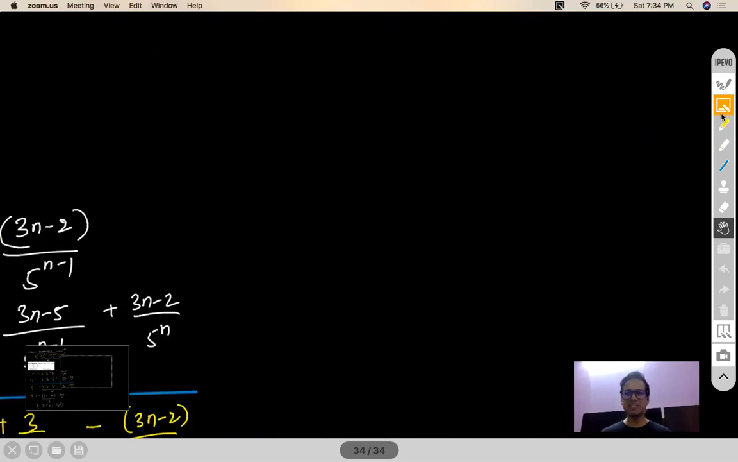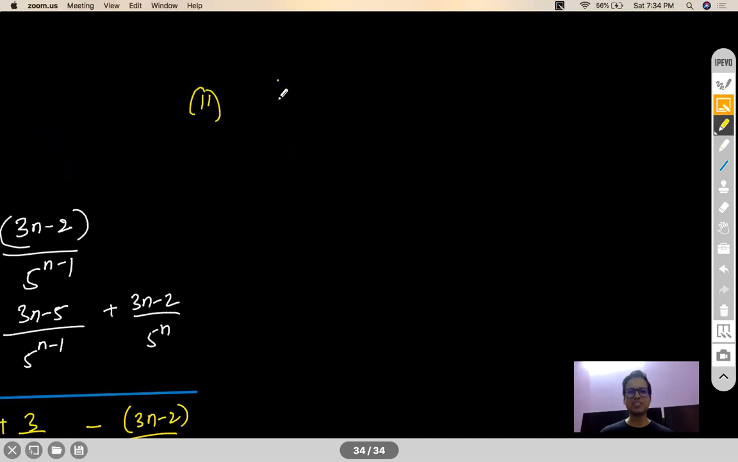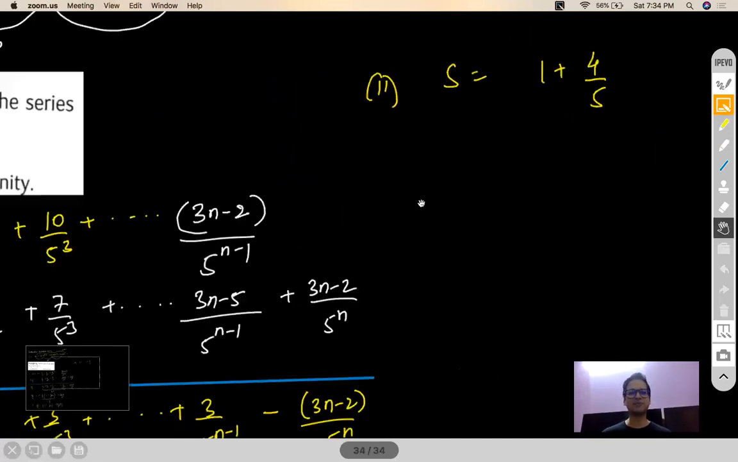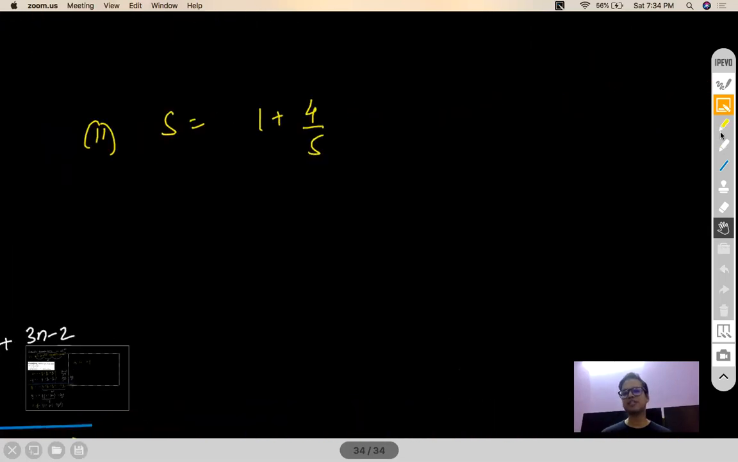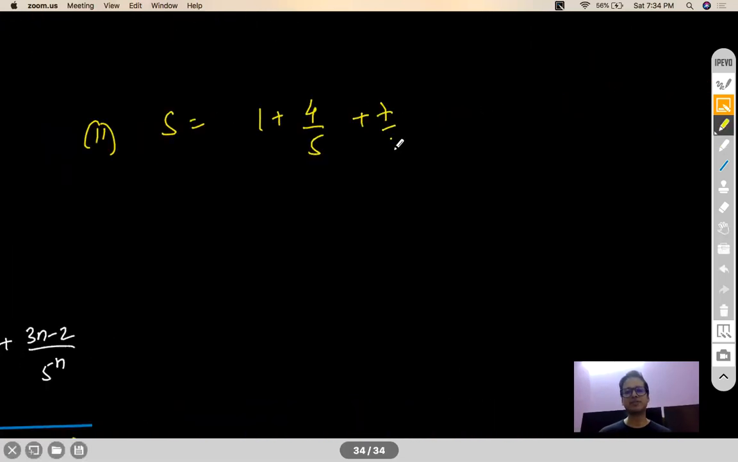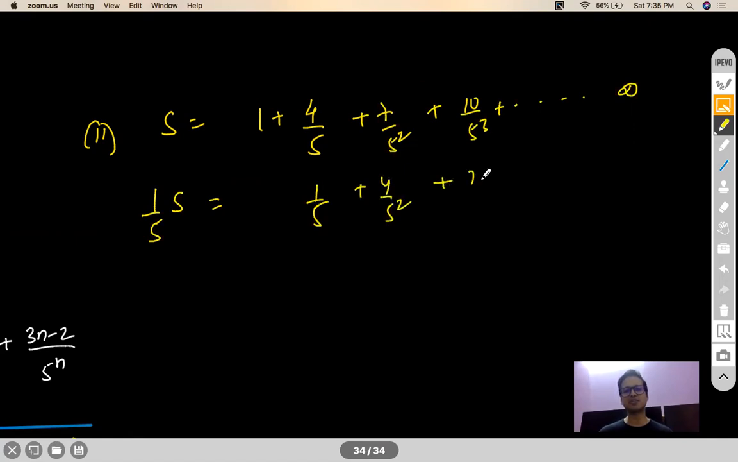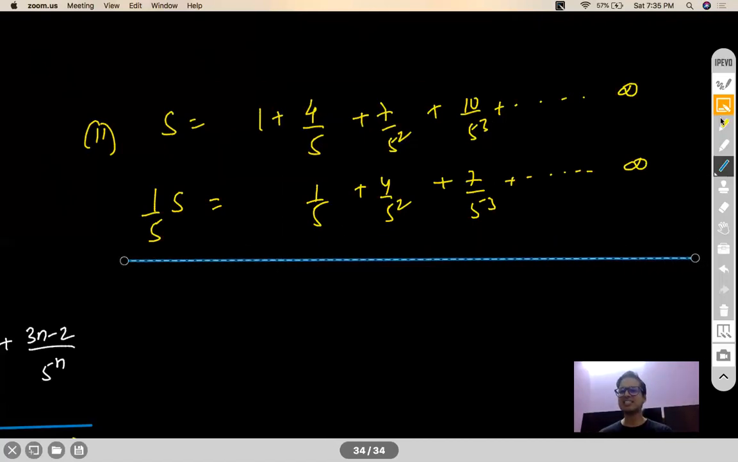Now, for infinite terms, it is even easier. So what do you do in this case? I just write down the whole thing once again. 4 by 5, 7 by 5 square, 10 by 5 cube, till infinity. So here also the approach is same. Multiply with the common ratio of that GP involved. Write it one shifted to the right. And you don't have to worry about the last term because it is going up to infinity. Correct. Subtract the two results.